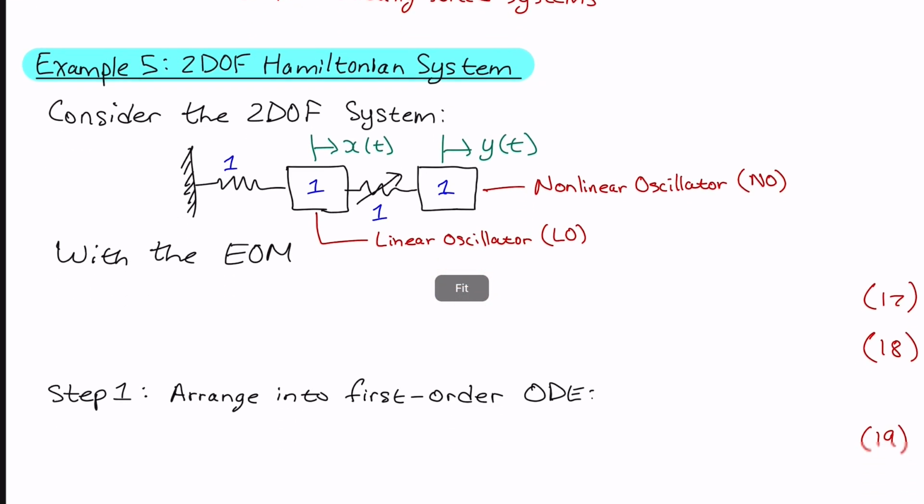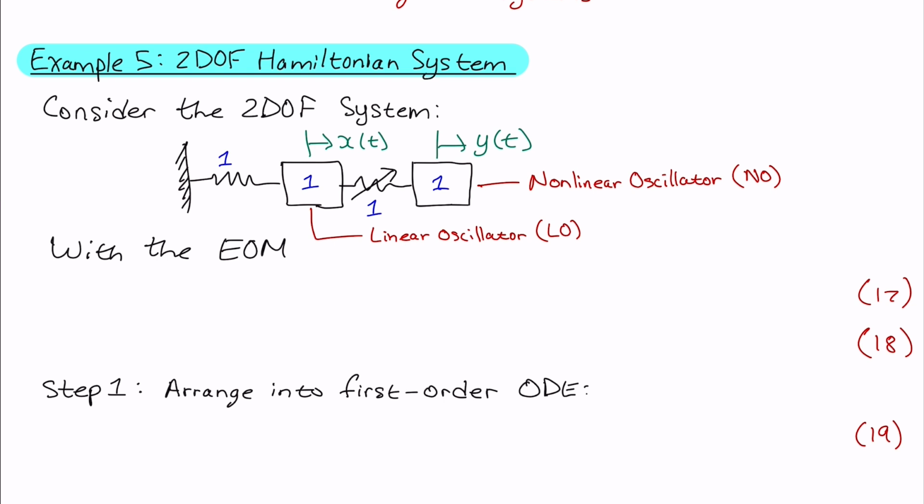So for our 2 degree of freedom system, we've drawn the schematic shown here. We have 2 degrees of freedom, x and y. The first oscillator we call the linear oscillator. The reason is that it is grounded linearly with just a linear spring there. The second oscillator we call the nonlinear oscillator because it's nonlinearly attached onto the linear oscillator.